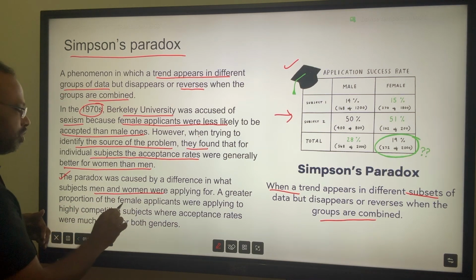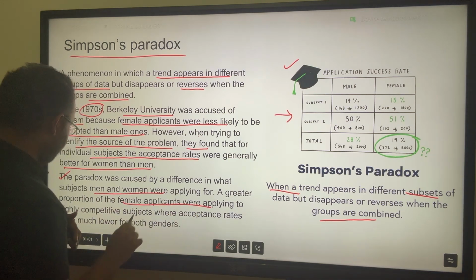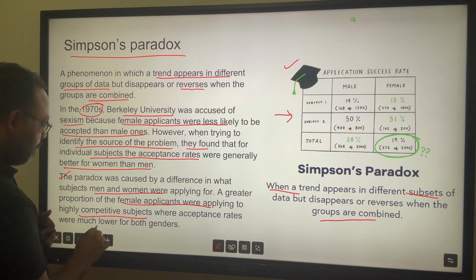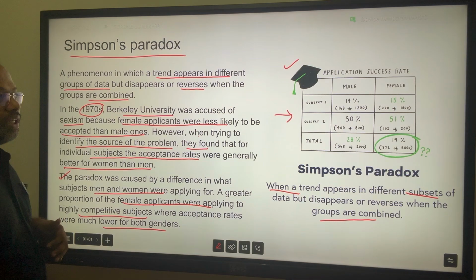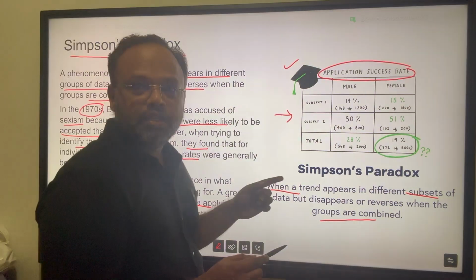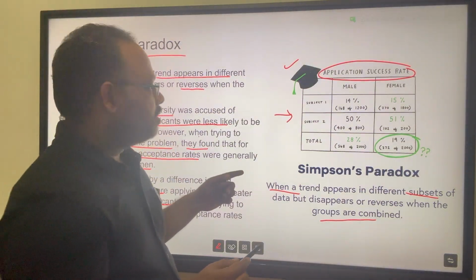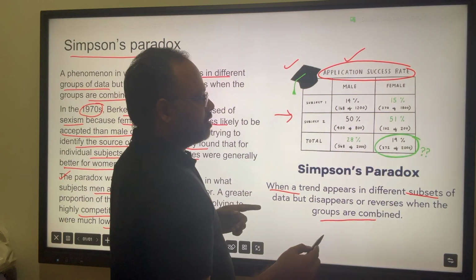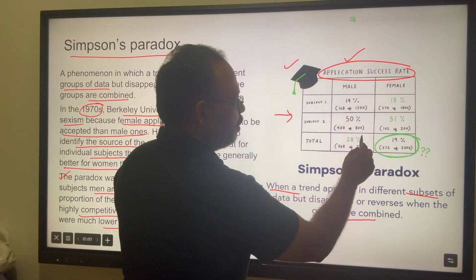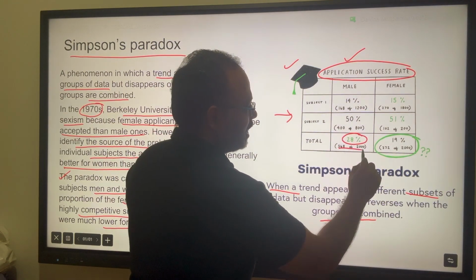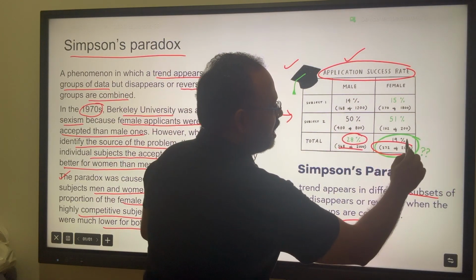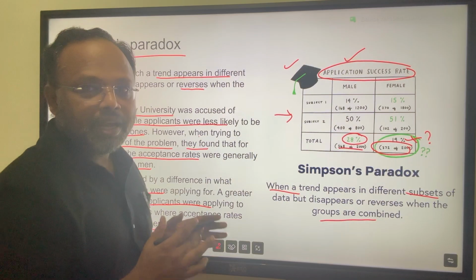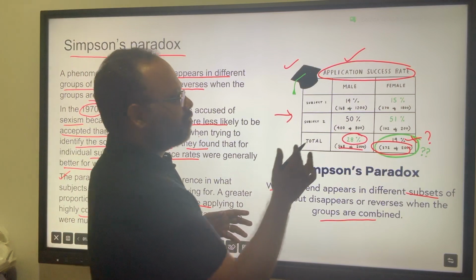A greater proportion of female applicants were applying to highly competitive subjects where acceptance rates were much lower for both genders. So the gender-based accusation of sexism towards that university was made based on these results only. Out of the males, in total 28% were selected, and out of the females, only 19% were selected. So here people believe that male applicants were preferred over the female applicants.